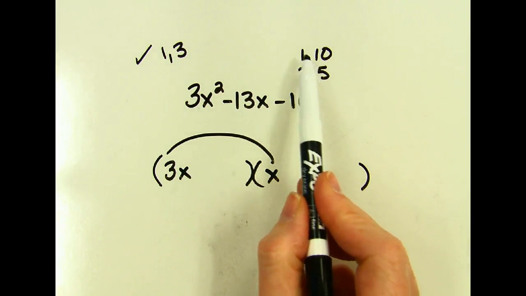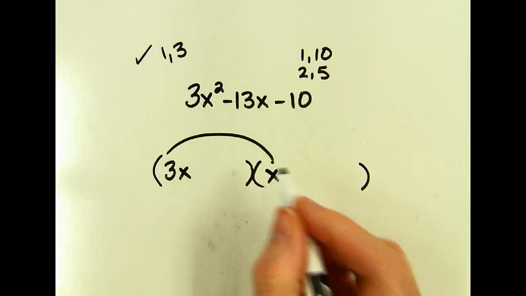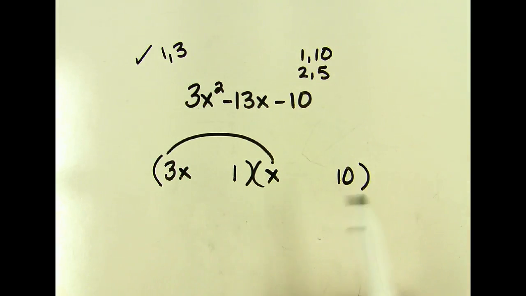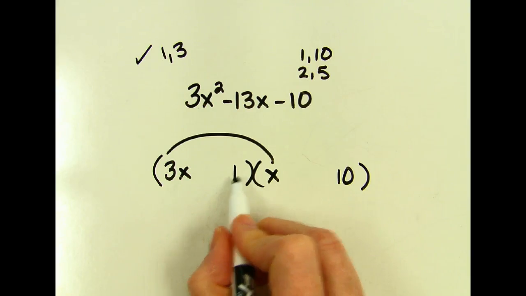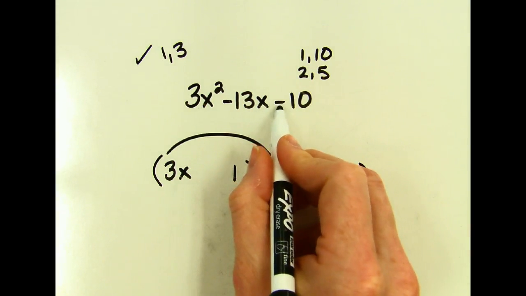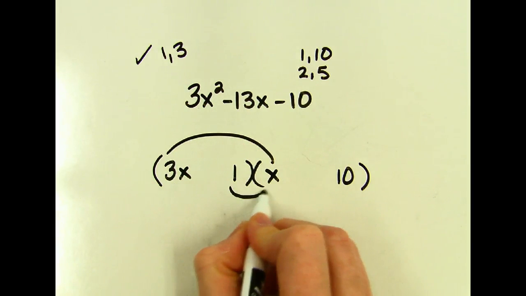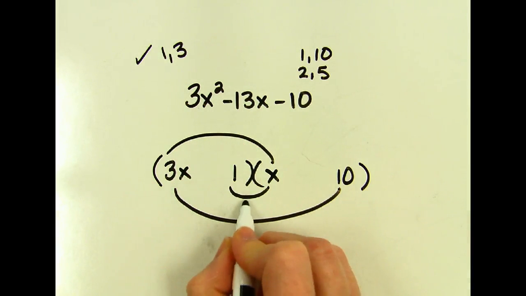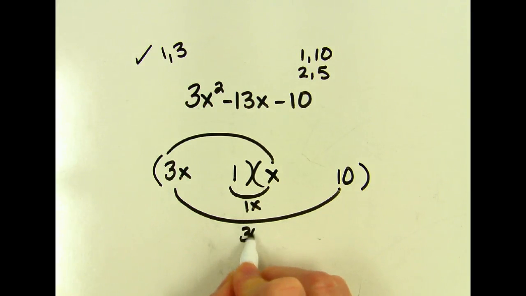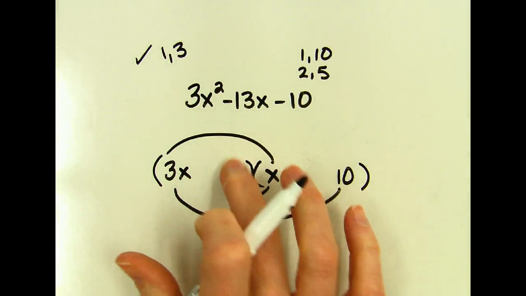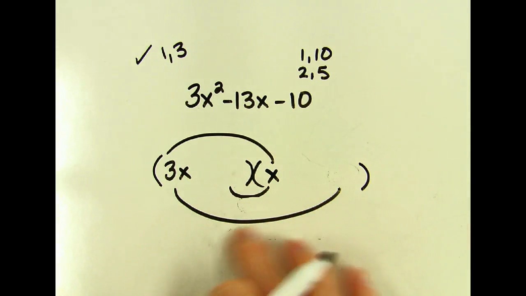Now I'm going to guess and check this 1 and 10. So I would put a 1 and a 10 in, and now I guess and check. I know that'll give me a 10. I've got to have a negative 10, but these are negative here, so I know I have to have alternating signs on the bottom here. This is 1x, this is 30x. Well, I stop. There's no way these can combine to give me negative 13. So that first guess did not work, so I erase everything.